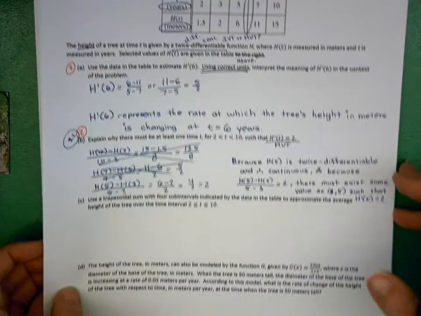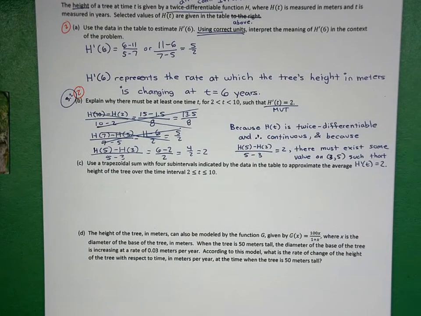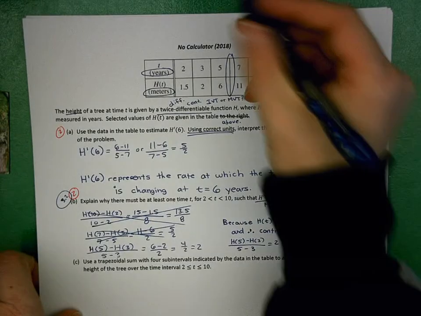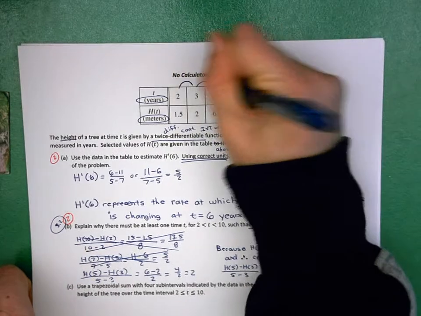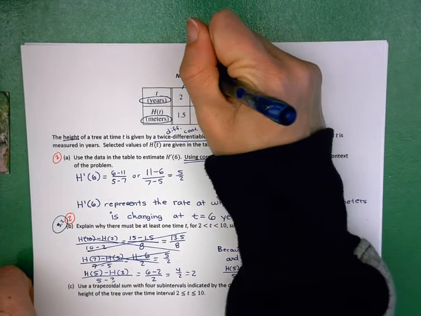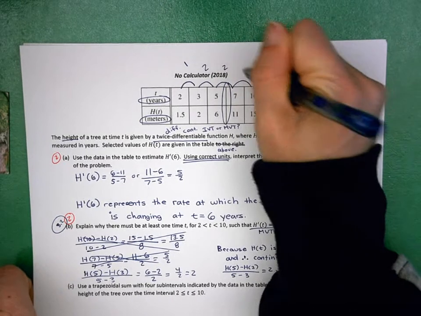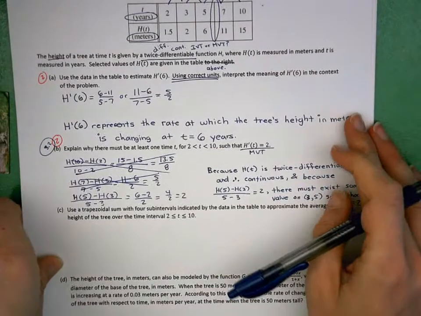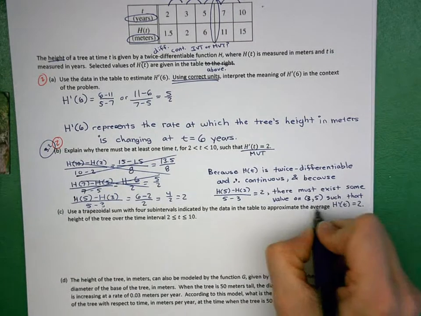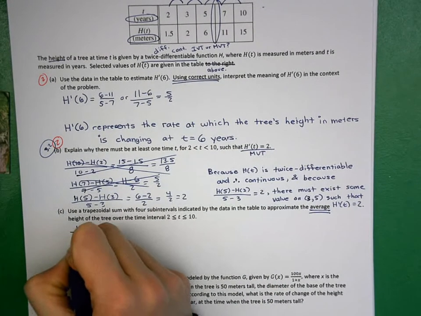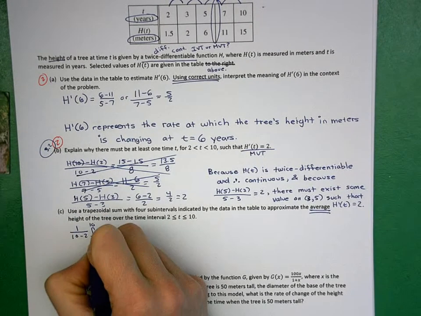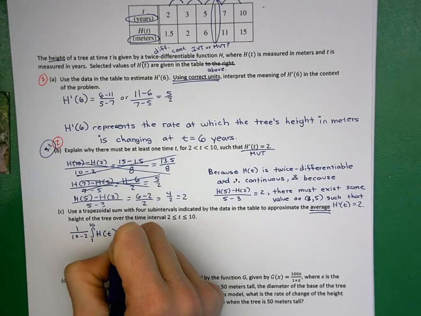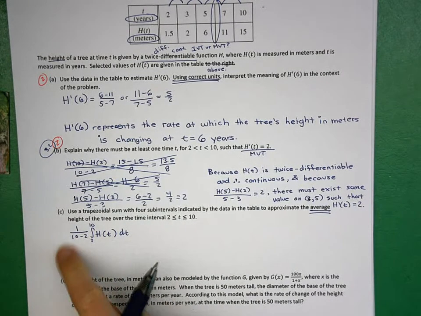Okay, C, use a trapezoidal sum with 4 subintervals indicated by the table above. So 4 subintervals, we're going all the way from 2 to 10. So I'm going the whole distance, 2 to 3, 3 to 5, 5 to 7, 7 to 10. This is a distance of 1, 2, 2, and 3. To approximate the average, so average, we're talking 1 over b minus a times the integral from a to b. So the average height, so h of t of the tree over the time interval 2 to 10, which is why a and b are 2 and 10. Okay?